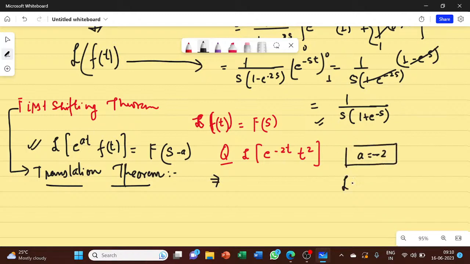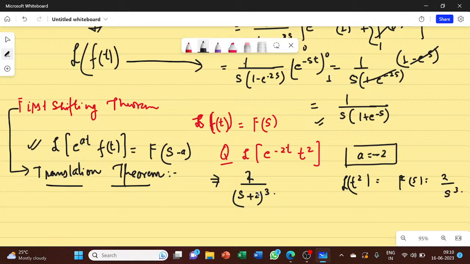What would be the Laplace transform of t square? The Laplace transform of t square is simply F(s), which is equal to 2 upon s cube. And if I use this, what I'll get is this Laplace transform as 2 upon (s plus 2) whole cube.